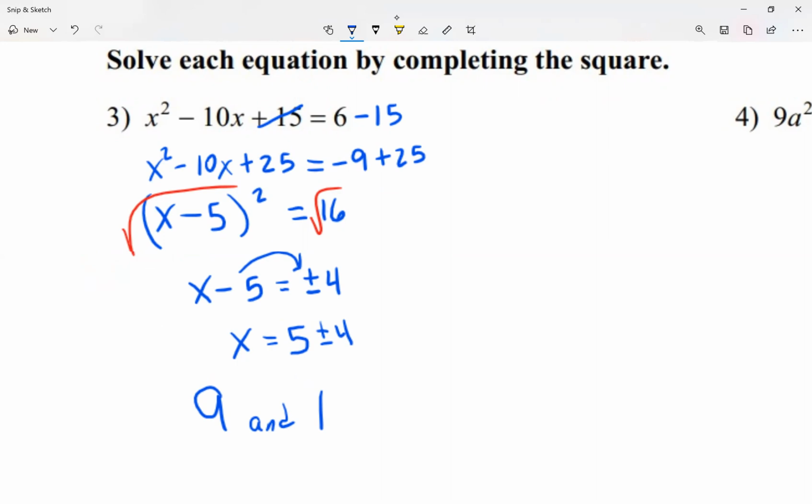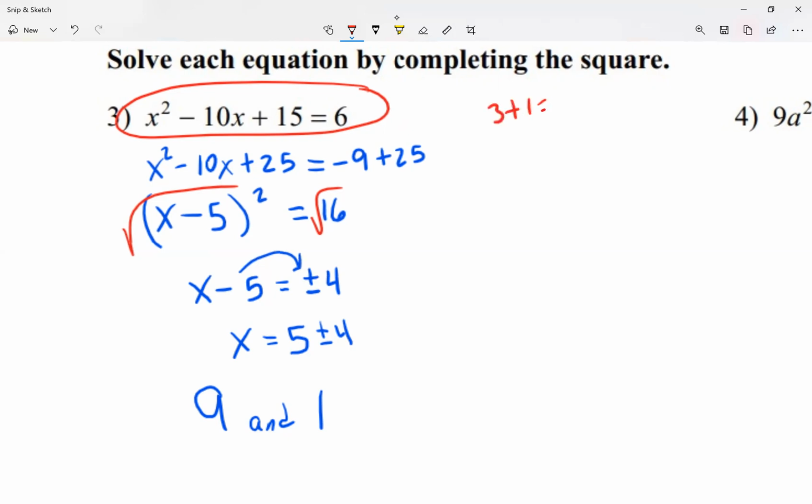All right, so some of you might be thinking, well, what does that mean? What does the solution mean? Go back to the initial question. x squared minus 10x plus 15 is equal to 6. Instead of x, use 9 or 1, and then you will get a true statement. What do I mean with true statement? A true statement is something like 3 plus 1 is equal to 4. Right? That's a true statement.